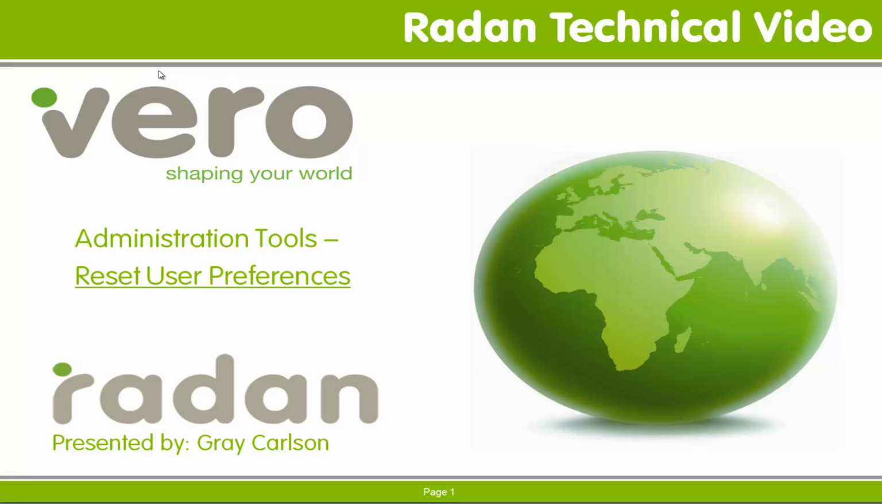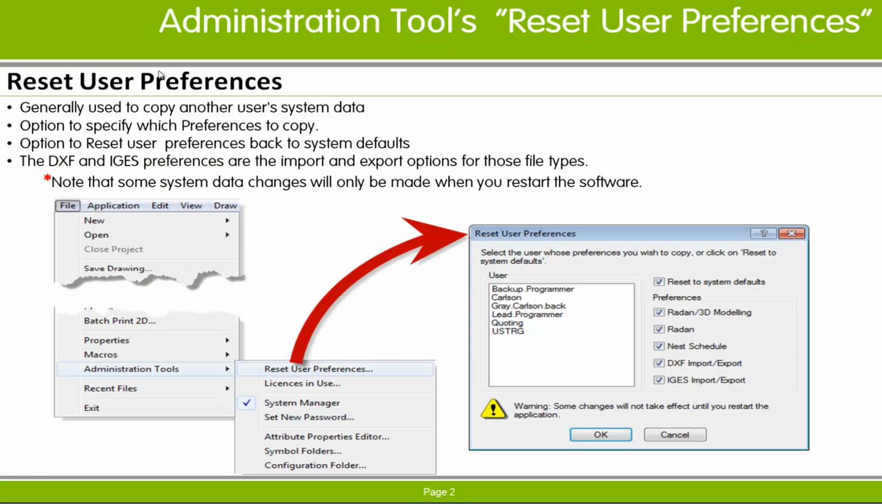In this video, we'll look at the Administrative Tools feature for resetting user preferences. The main use of the Reset User Preferences utility is to copy existing user preferences from one Radan user to another. This can be an advantage particularly with new users, as they often want to start out with user settings similar to an established Radan user's settings.